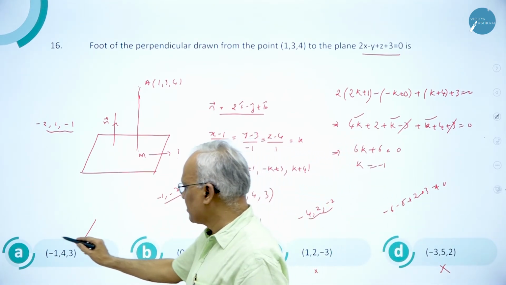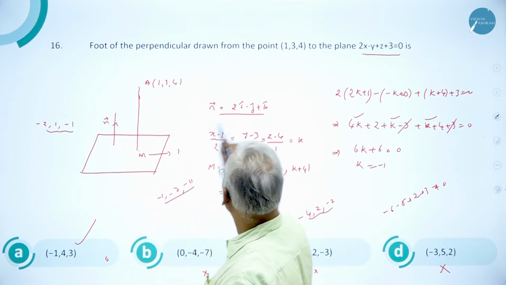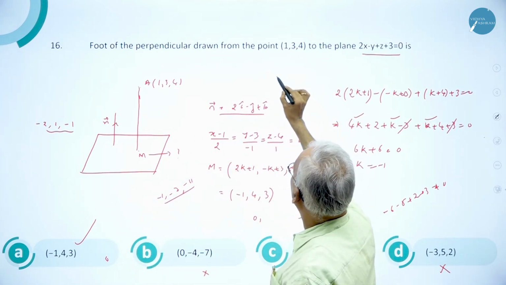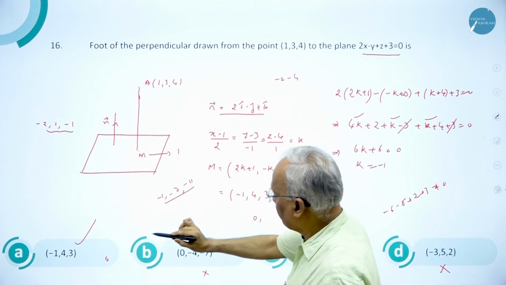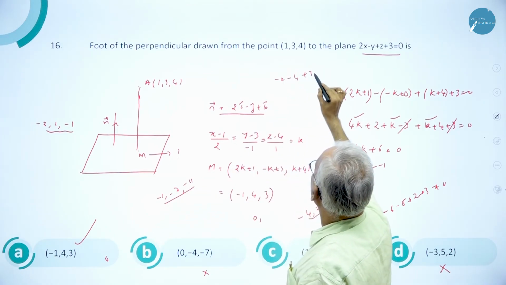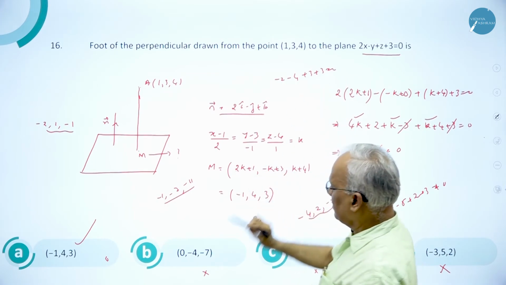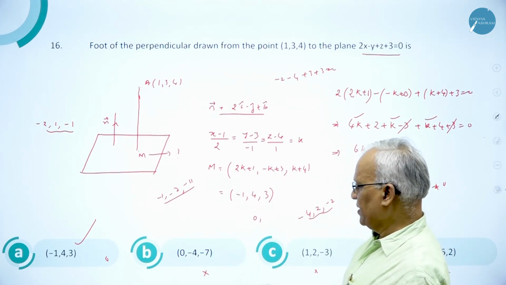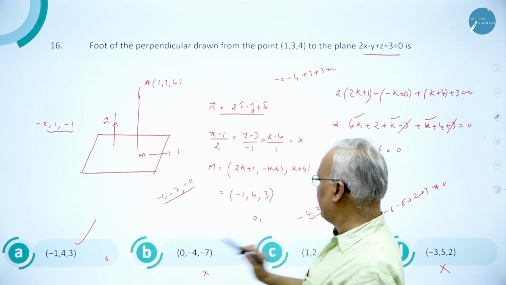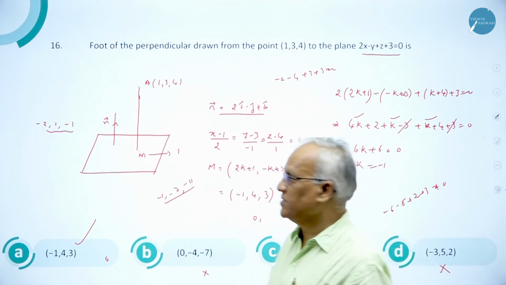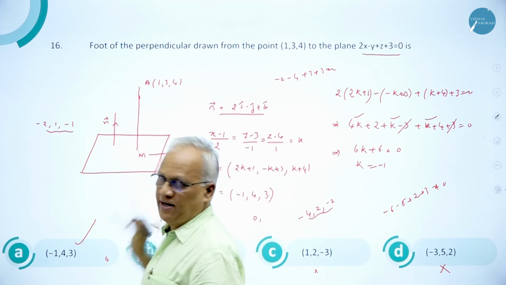Or suppose you substitute in that equation of the plane. 2 into minus 1, minus 2. 4 into that minus 4. Plus 3, it is equal to 0. It satisfies. So first you eliminate these two. Select one of the other 2 points. If it satisfies, take that one. If it doesn't satisfy, take the other one. So that is the way you select. So this is the answer.